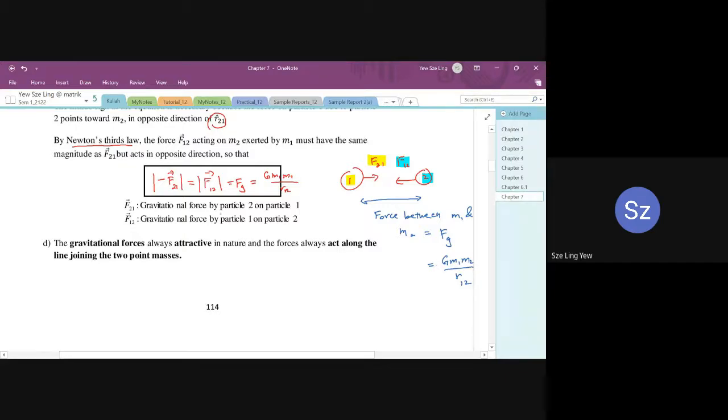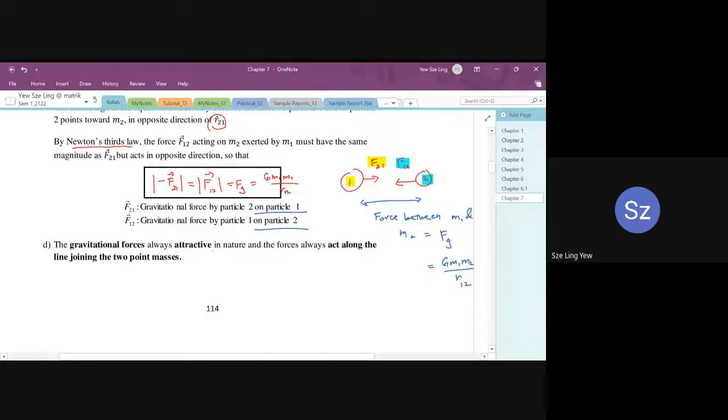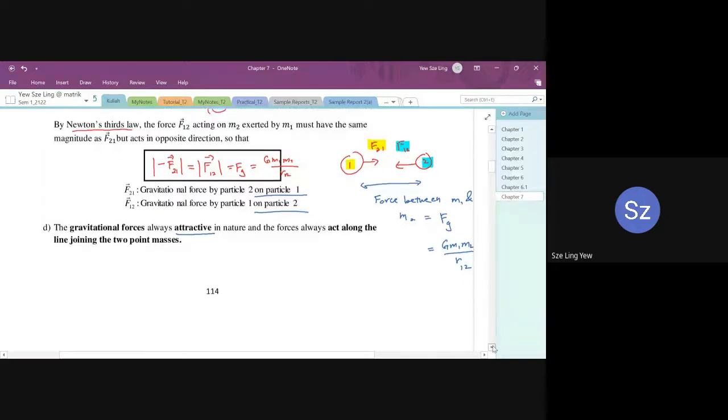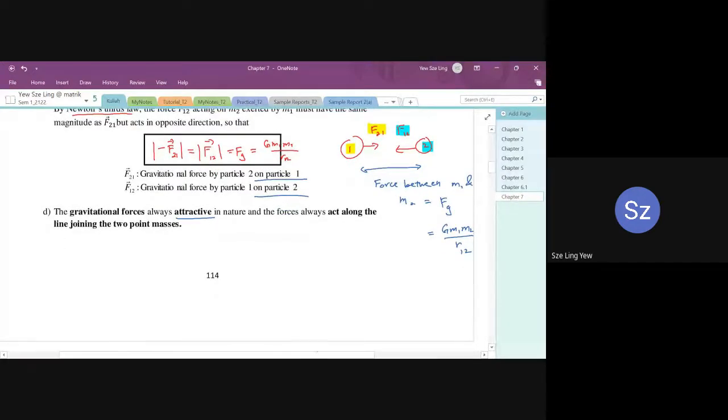What is the difference between force acting on particle 1, force acting on particle 2, and force between particle 1 and particle 2? If it is the force acting on a certain particle, then you need to include its direction. If it is the force between M1 and M2, then you just say they have an attractive force between them, they are acting on each other. The gravitational force is always attractive in nature, and the forces always act along the line joining the two masses. So that tells you what type of force it is.